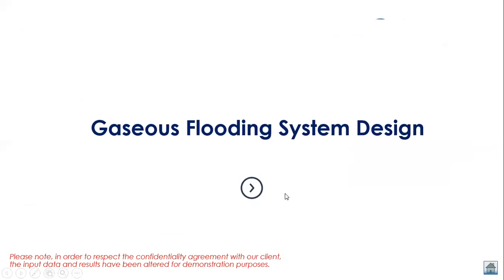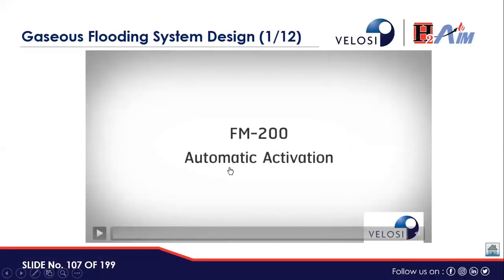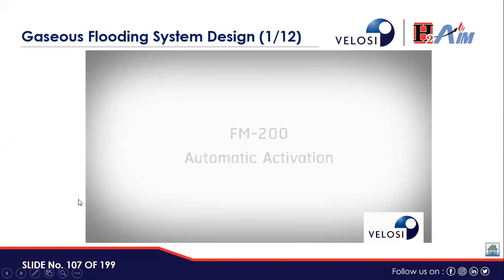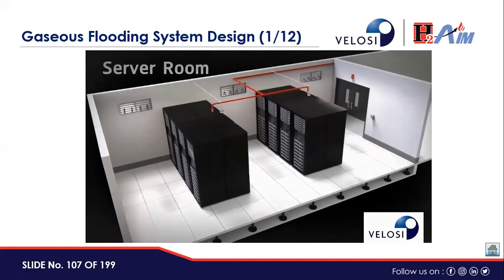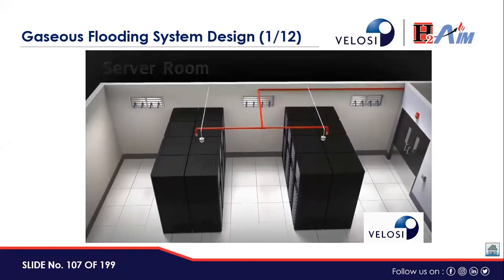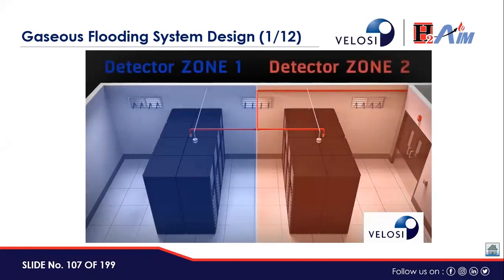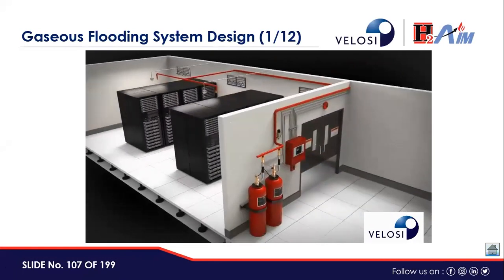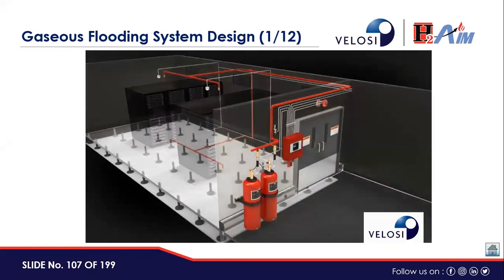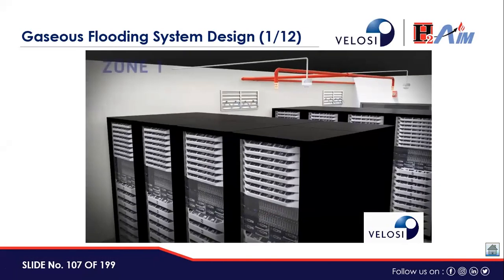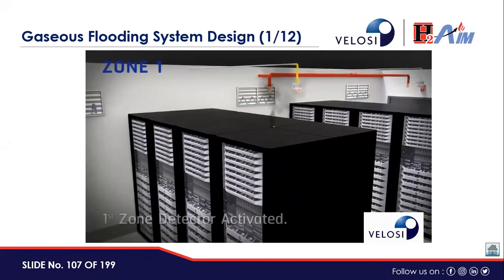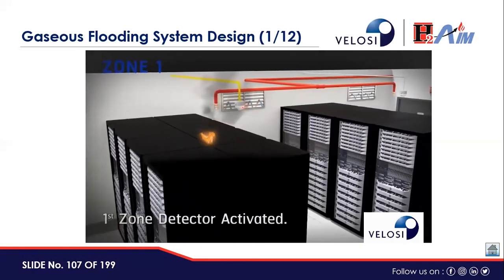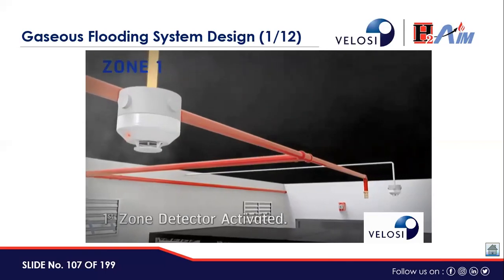Now let us discuss the gaseous flooding system design. So this is a demonstration of FM200 automatic activation. For example, this is a server room. Detectors, so there are two basically zones, zone 1 and zone 2. In zone 1, there is a fire, and the detector in zone 1 is activated.